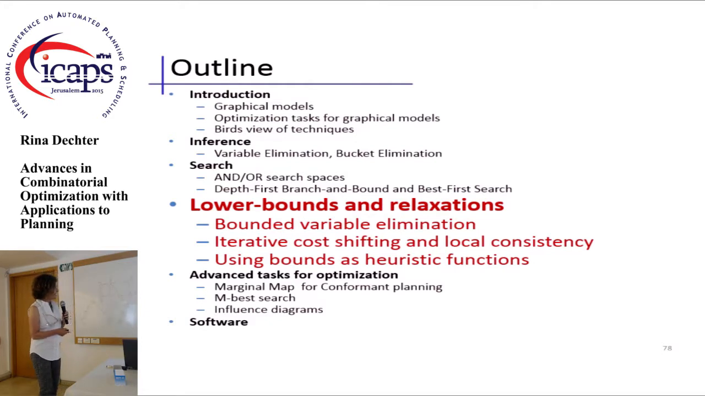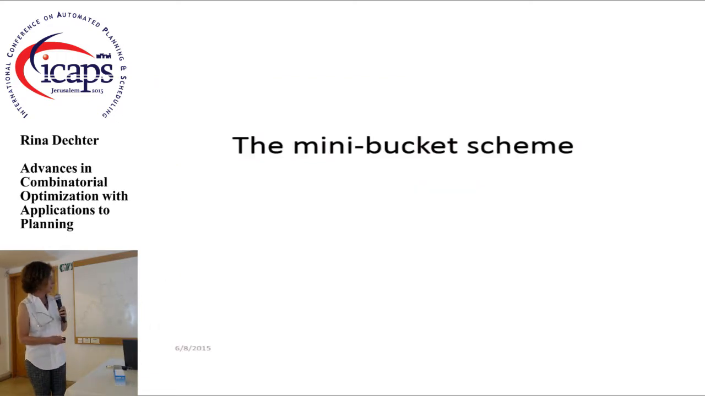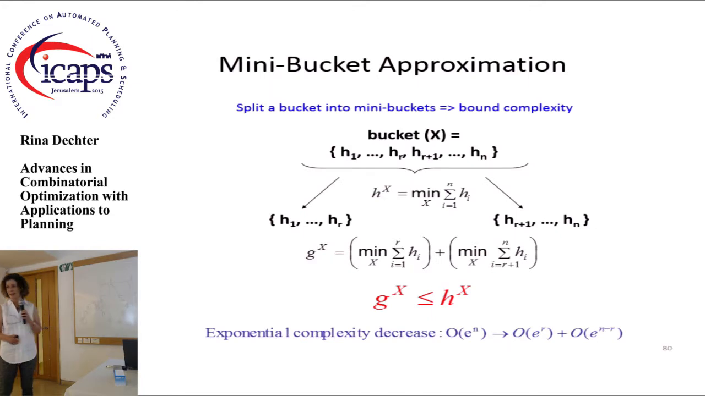So these methods, I will talk about two types of methods and their combination and how to combine them into heuristic search. And the first one is the mini bucket scheme. And this method is very simple, and it goes back, remember again now, to the variable elimination algorithm, the bucket elimination algorithm. In that algorithm, we process bucket by bucket, and in each bucket we have functions. Some of them are the original functions, some of them functions that were placed there by processing previous functions.